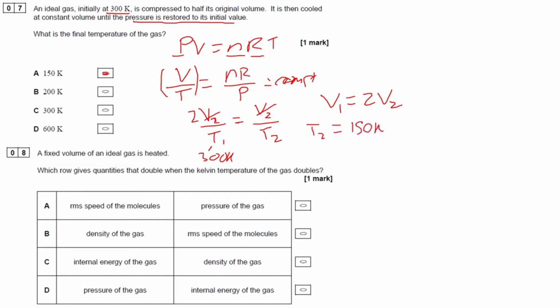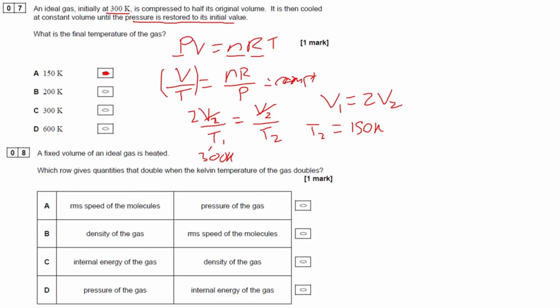Okay, so it's A. In question 8, we are given a fixed volume of gas, and again we need to look at the equations that link some of the options given in A, B, C and D. It's asking us to pick a row that will meet the condition where the temperature of the gas doubles. So we're thinking of what else will double if the temperature doubles. So just look at your formula sheet and find some of these equations.